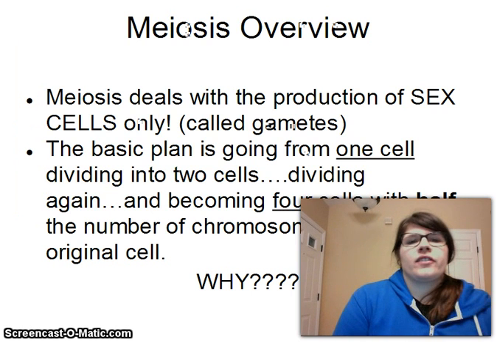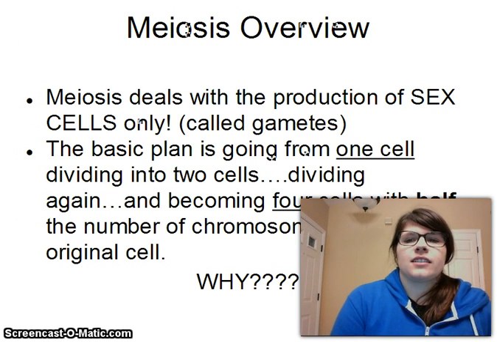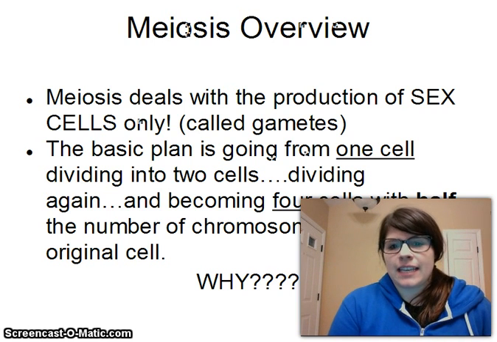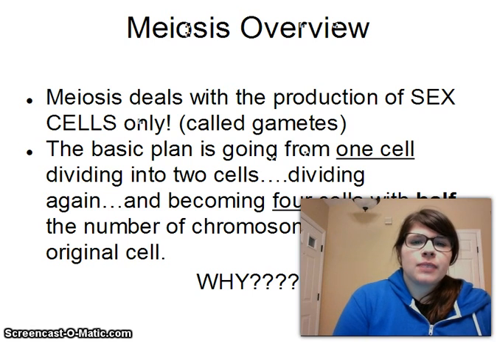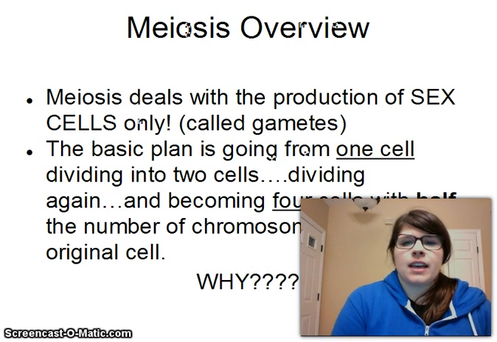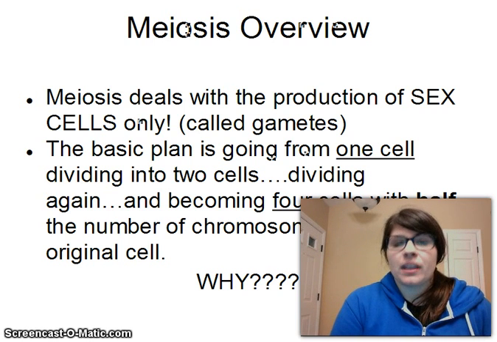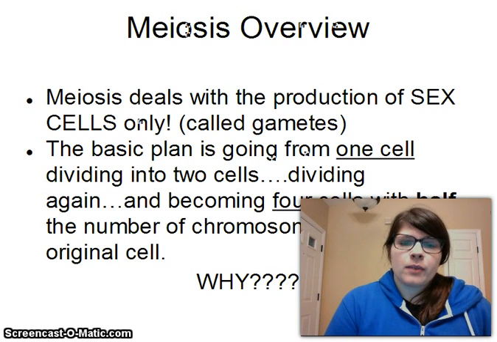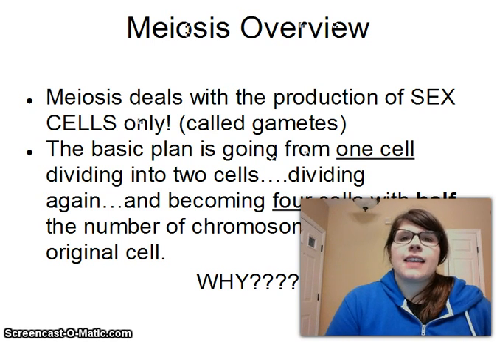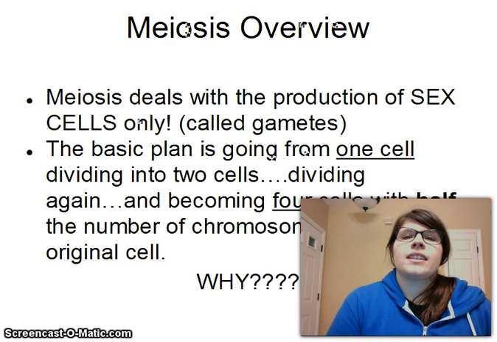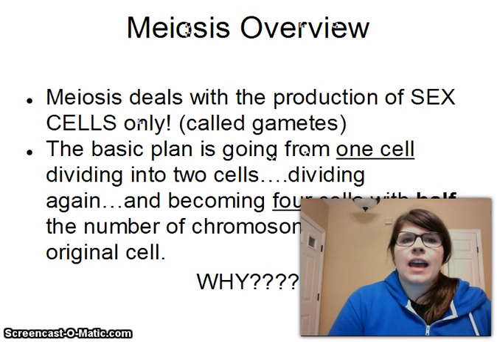Okay, so our overview. Meiosis deals with the production of sex cells only. We call those gametes. So your sperm or your egg are going to be a gamete. The basic plan is to go from one cell dividing into two cells, dividing again, and then becoming 4 cells with half the number of chromosomes as the original. So we're basically saying we're taking one cell from your body and making a cell that has half as much. Because when you combine the sperm and egg, you want to have the same amount of chromosomes that you had to start out with.